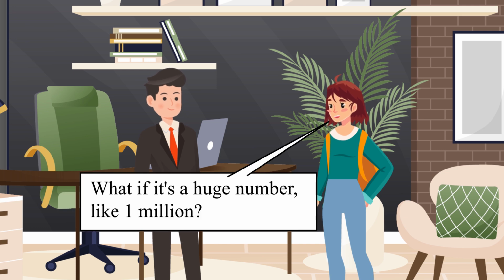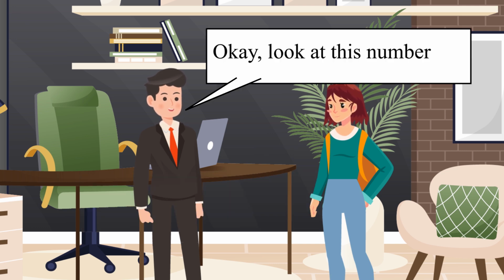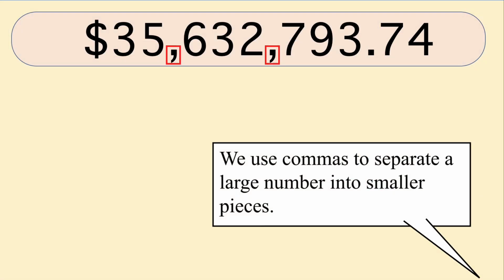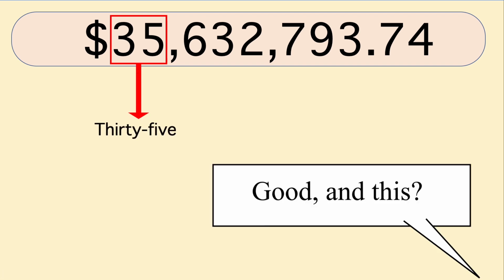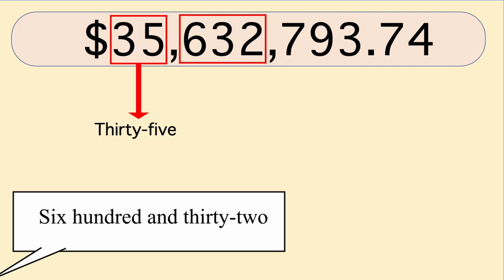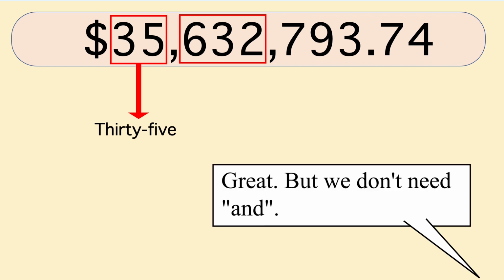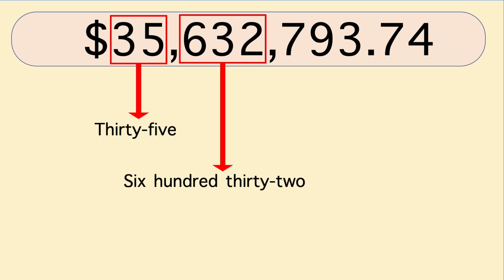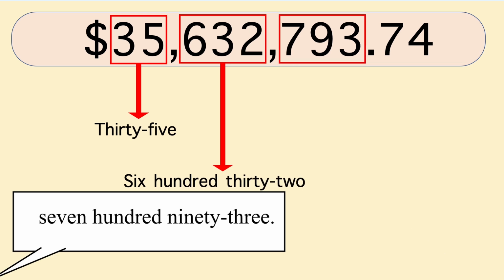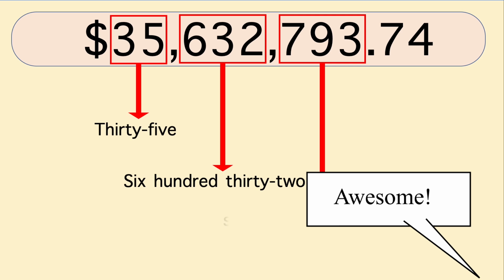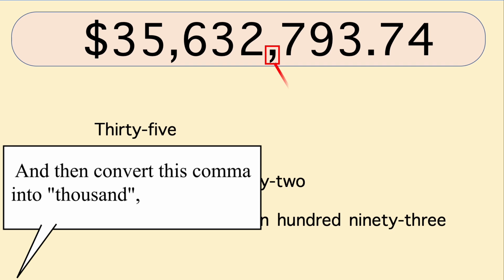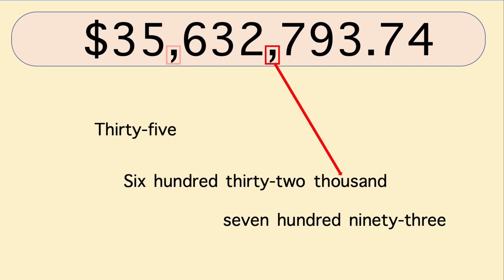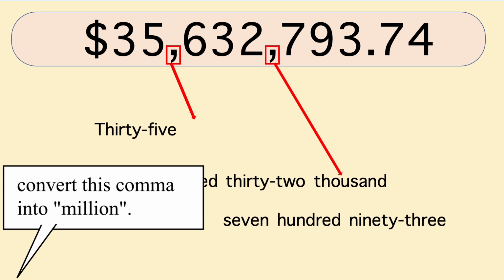What if it's a huge number, like 1 million? Okay, look at this number. We use commas to separate a large number into smaller pieces. Tell me, what is this number? 35. Good. And this? 632. Great. But we don't need and. And this? 793. Awesome. And then convert this comma into thousand. Convert this comma into million.